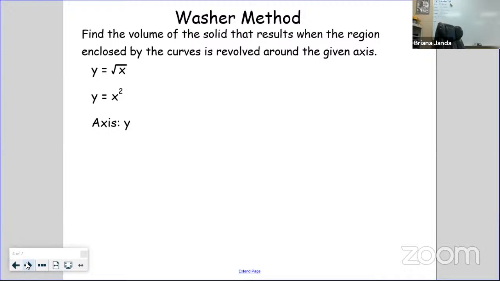Find the volume of the solid that results when the region enclosed by the curves is revolved around the given axis, and this time our curve is y equals the square root of x, y equals x squared, and we are revolving it around the y-axis this time. So as always, my suggestion is just start by drawing yourself a picture to visualize what your region looks like and what that means for what it's going to look like as we revolve.